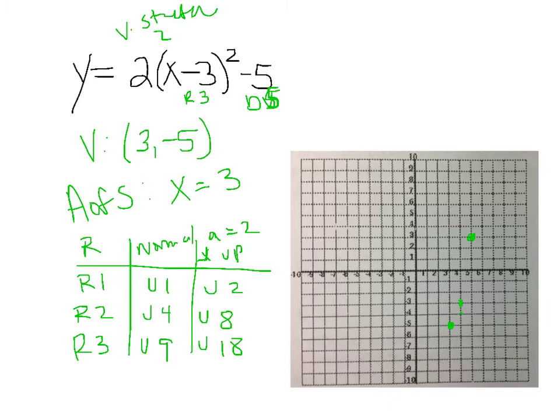So let's just reflect our points. We'll go left 1, up 2 and left 2, up 8. And there's my parabola. Here's my vertex down at the bottom, and we told ourselves the axis of symmetry is that vertical line through the vertex, which is x equals 3.